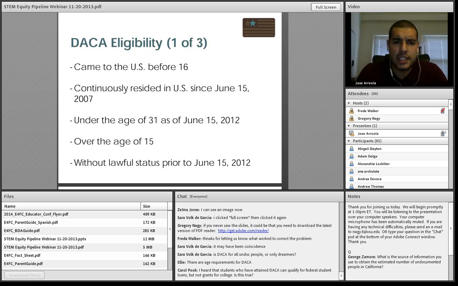So here are the eligibility requirements. I think it's just important for folks to know. I won't go into this in too much detail. This is all on our website and all online, so folks can find it. But you have to have come to the U.S. before the age of 16.